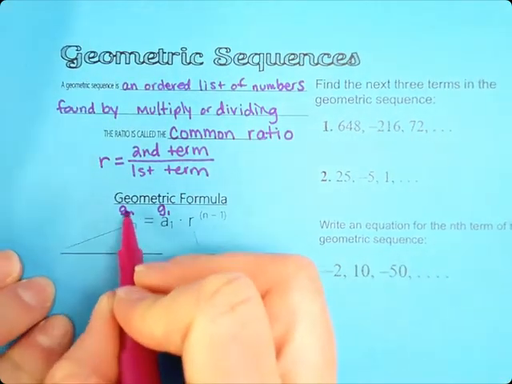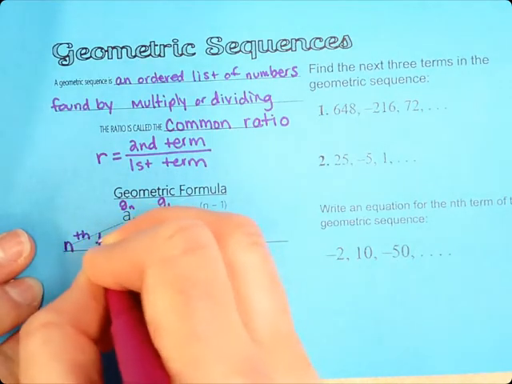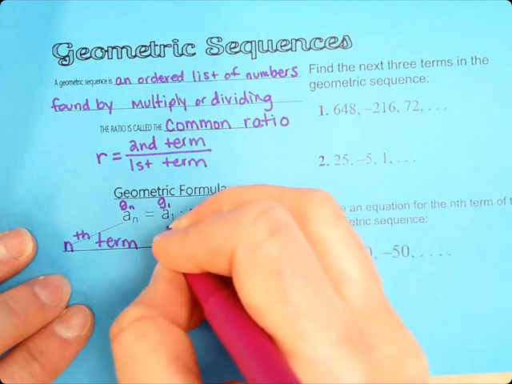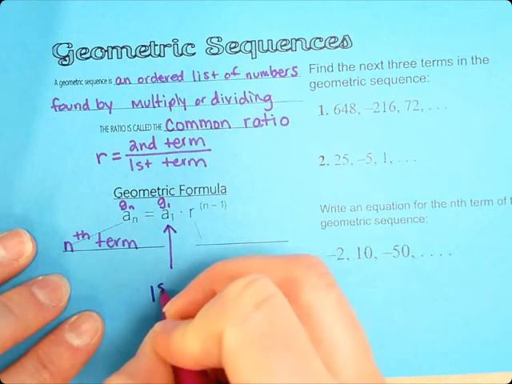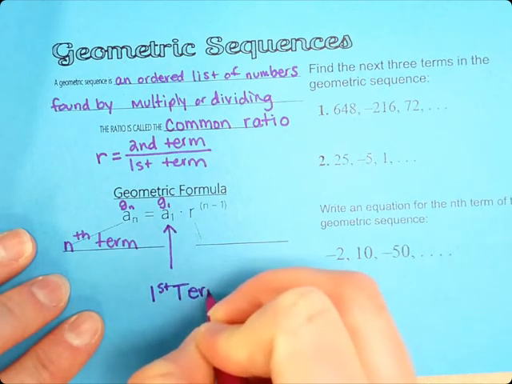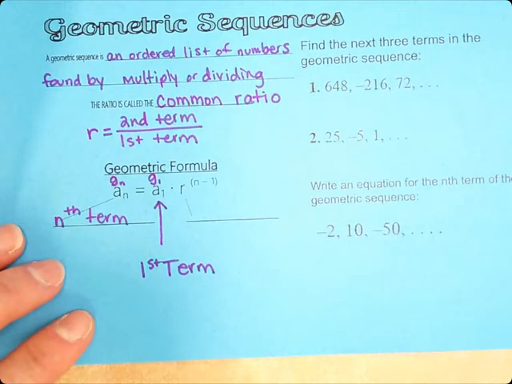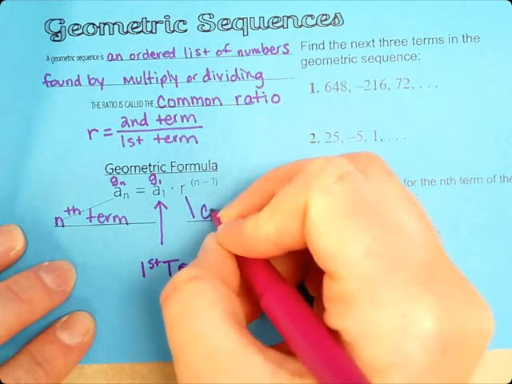So a sub n or g sub n, that is your nth term. So I could say my 50th term, my 30th term, my 61st term, whatever term you're looking for. And then a_1 or g_1, that's your first term. And then r is your common ratio.